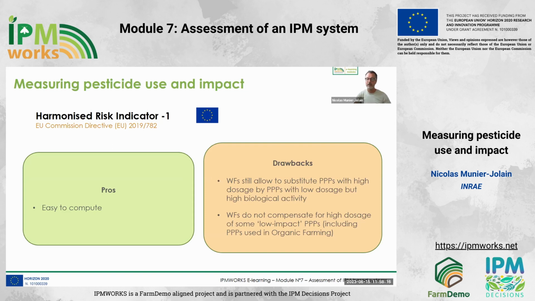And also, it has been underlined that the weighting factors do not compensate for the high dosage of some low impact plant protection products that are used, for example, in organic farming. And the outcome of this is that the harmonized risk indicator of some organic farming systems might be quite high because of the high dosage of some low impact pesticides that are used, and even higher than the harmonized risk indicator for conventional intensive cropping systems.